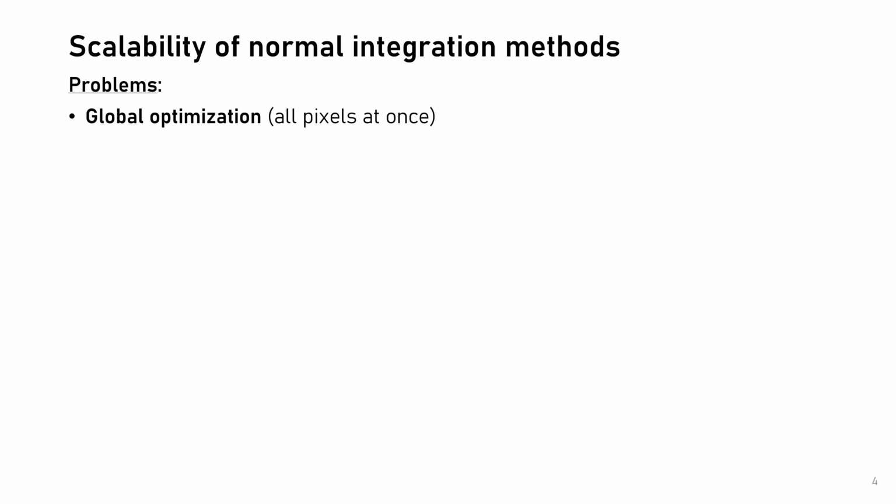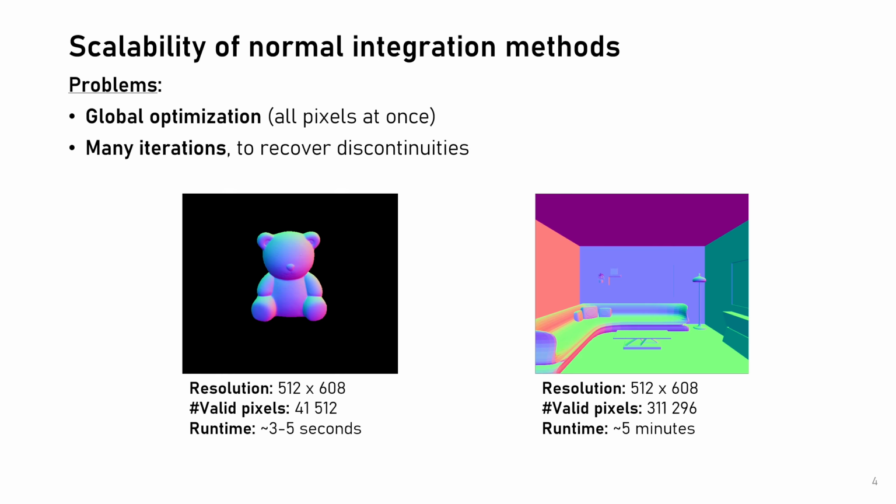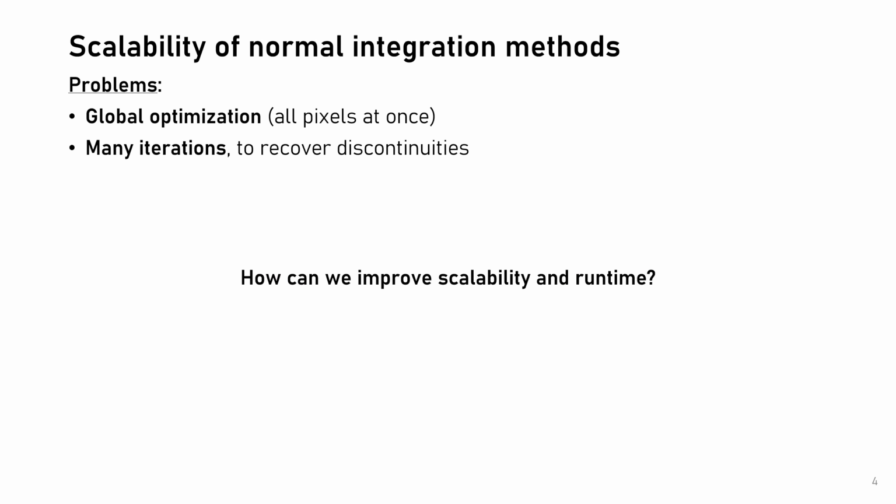One problem with these approaches is that they perform optimization globally, that is, they estimate the log depth at all pixels at once. Additionally, they require many iterations in order to recover discontinuities. As a result, for typical object-centric maps from benchmarks, here shown on the left, their runtime is in the order of seconds, but for normal maps with more valid pixels, even at the same resolution, their runtime is in the order of several minutes, as shown on the right. In this paper, we focus on the question, how can we improve the scalability and runtime of these methods?